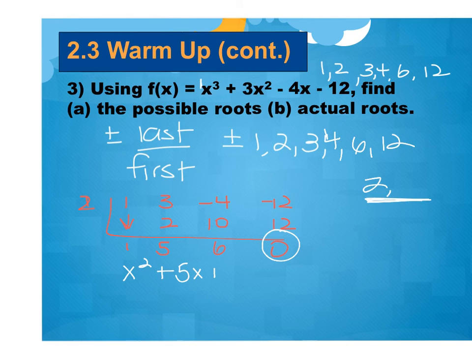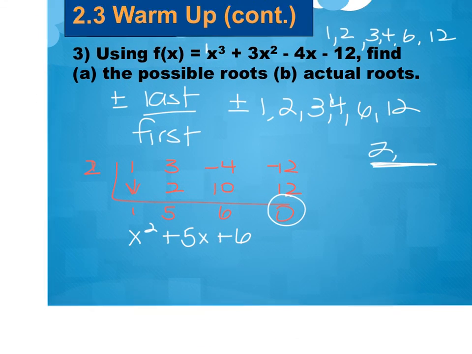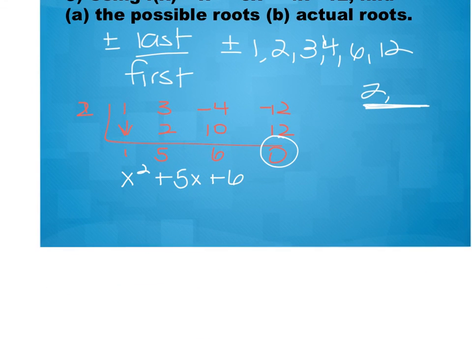And then use this function, the quotient, to factor it. So x plus 3 and x plus 2, and then solve it. Negative 3, negative 2, and those are my additional zeros. Remember, all of them count.